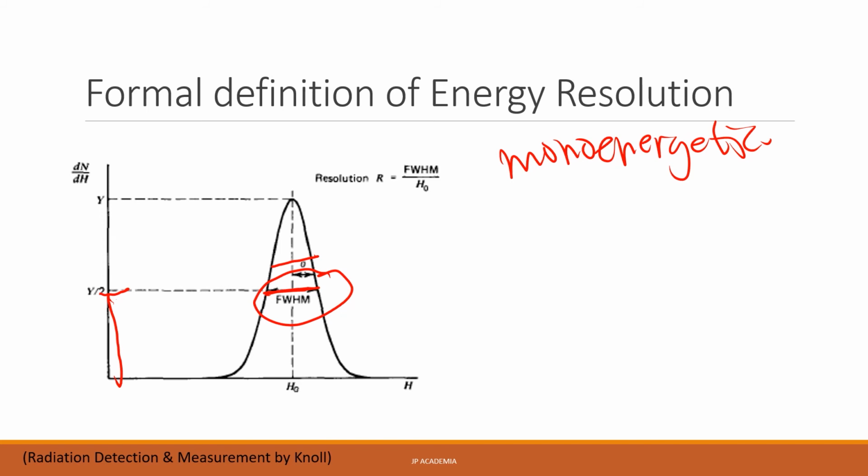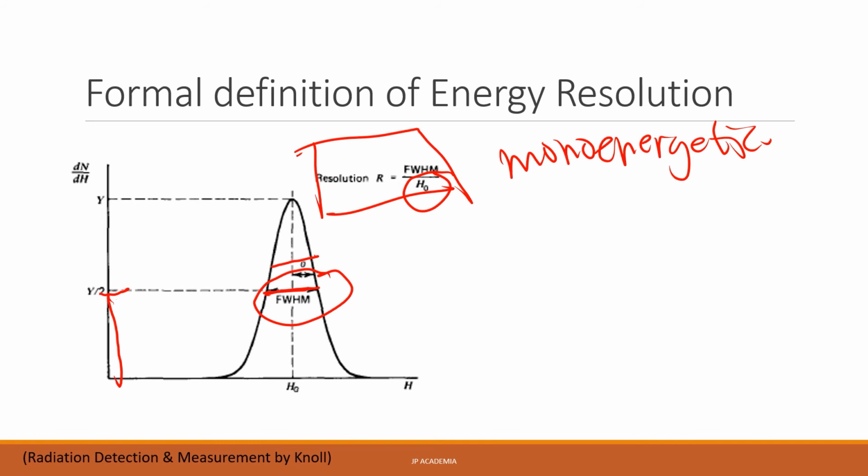Note that we assume that the background noise or the background radiation is negligible for this case. Therefore, your resolution can be formally defined as this, as the full width half maximum over h naught, where your h naught is the peak centroid of your graph. So your resolution R is a dimensionless fraction and usually expressed in percentage. The smaller the figure for the energy resolution, the better the detector will be.